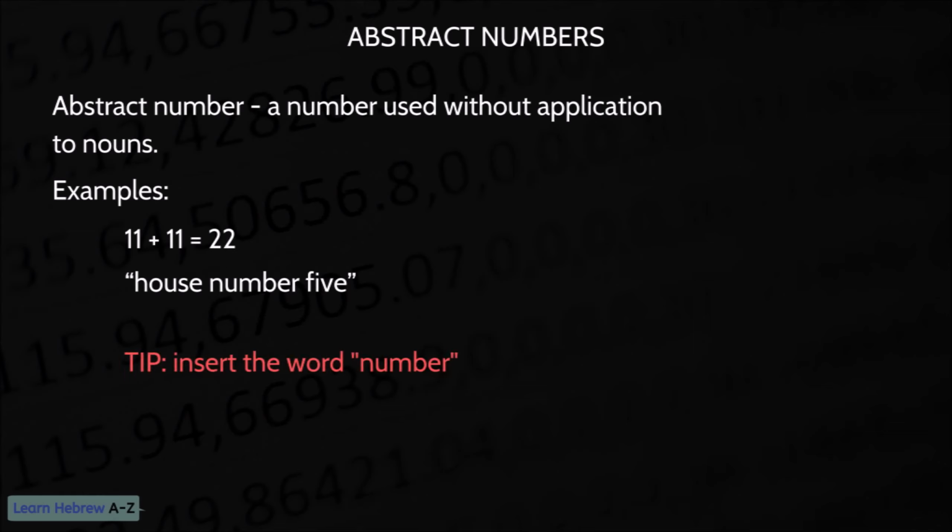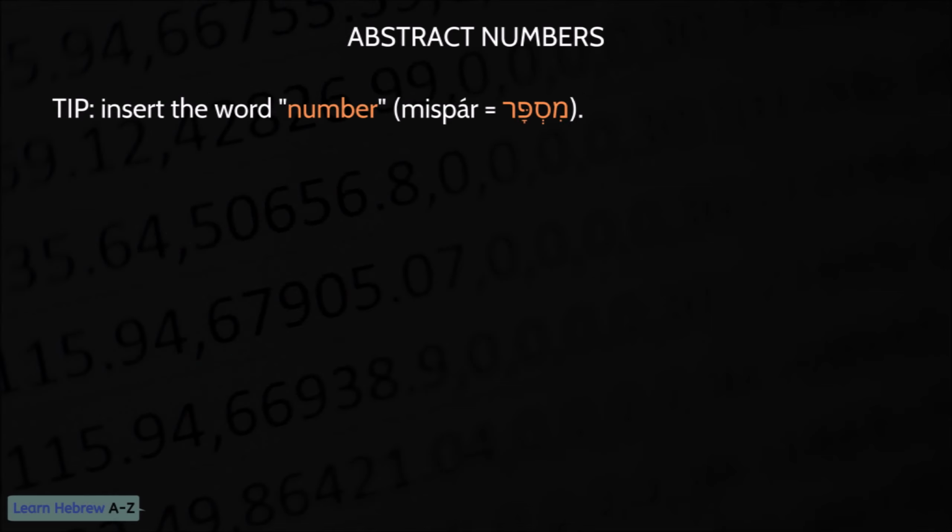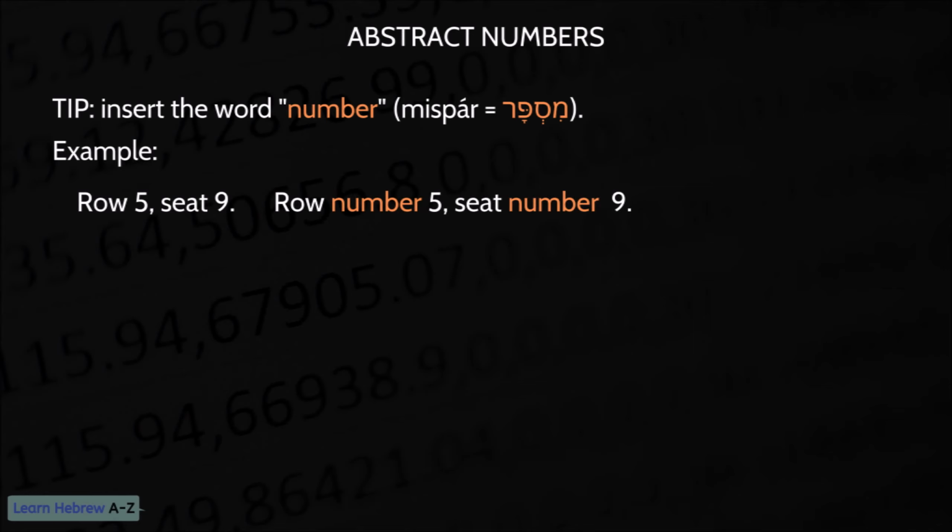Let me give you a tip. You can easily recognize abstract numbers, like in the last example, in the following way. If inserting the word number, or mispar in Hebrew, before the number name still makes sense, the number is abstract and we should use the feminine numbers form. A simple example of this would be row 5, seat 9. We can add the word number so we get row number 5, seat number 9. The sentence still makes sense after we added the word number.